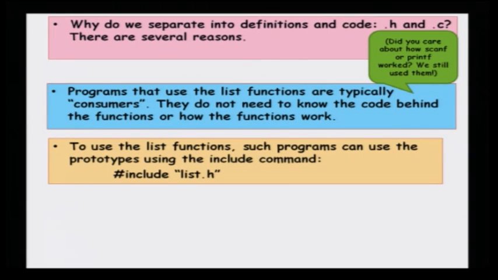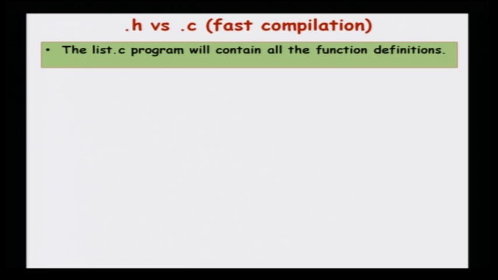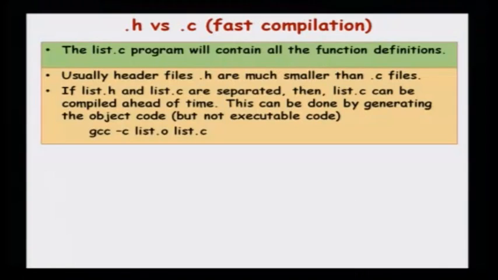Now, if some program wants to use the list functions, such programs can use the prototypes using the include command #include within quotes list.h. Okay. So, again to remind, the double quotes specify that it is the current working directory that list.h is present in. You can also give full paths. The list.c program will contain all the actual function definitions. Now, usually header files are much smaller than the C files. If list.h and list.c are separated, then list.c can be compiled ahead of time, and you can generate the object file.